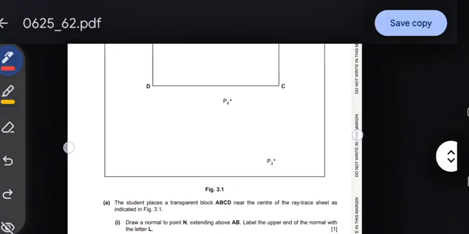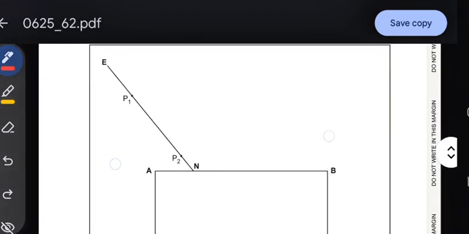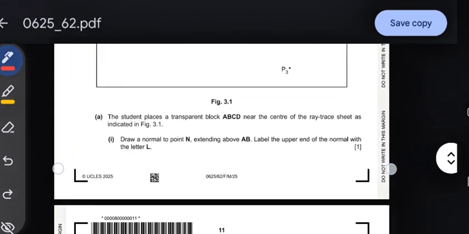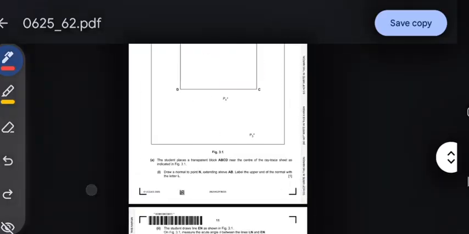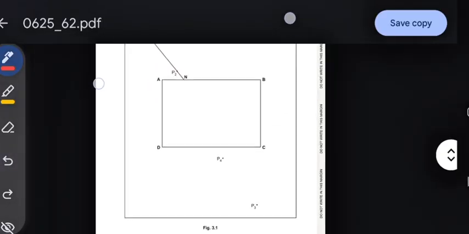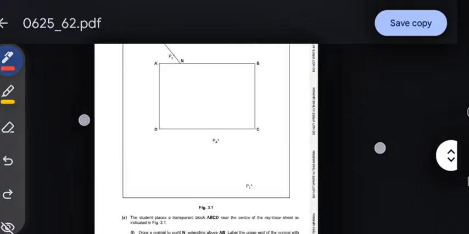Label the upper end of the normal with letter L. Okay, I'll show you later how I've done it properly, but for now, draw a normal to point N extending above AB. So you will draw a normal at point N. It should be extending above AB. Any other requirements? Okay, label it with L.